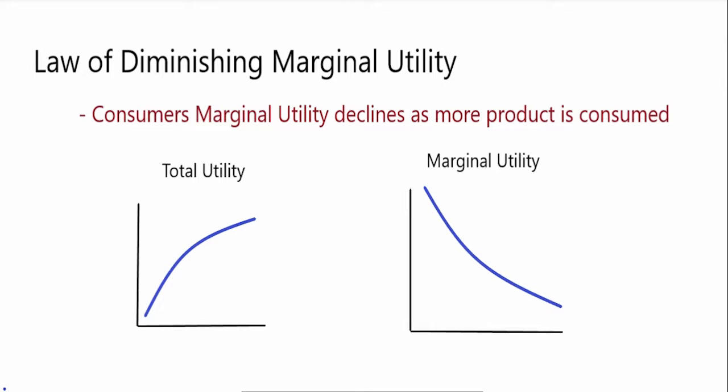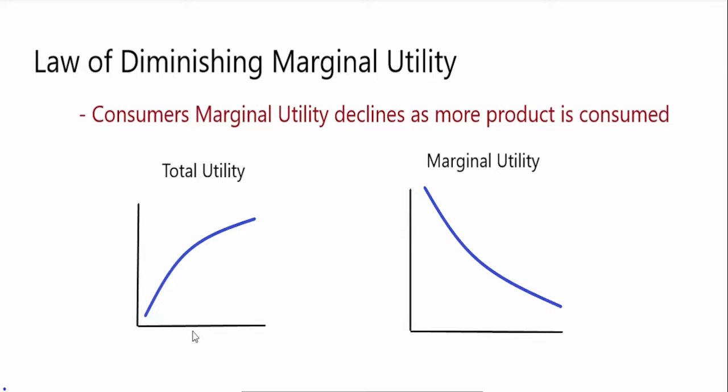Hey study buddies, so today what we're going to be looking at is the law of diminishing marginal utility as well as the utility maximizing rule. So recall that utility basically means the satisfaction that you gain from consuming a product. In this case, the law of diminishing marginal utility states that consumers' marginal utility declines as more product is consumed. So here we have a graph of total utility.